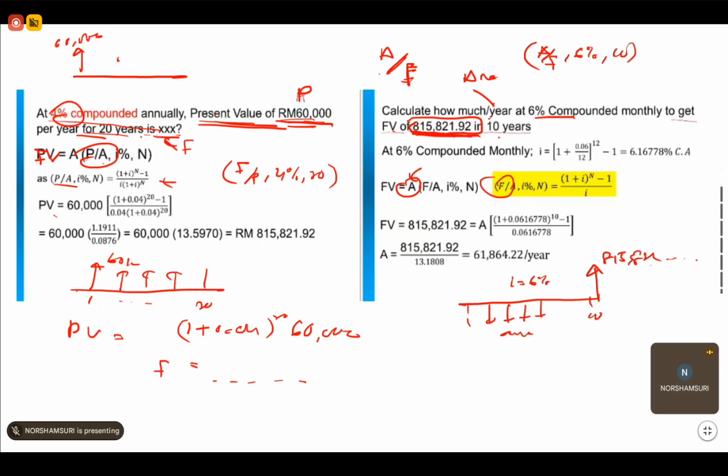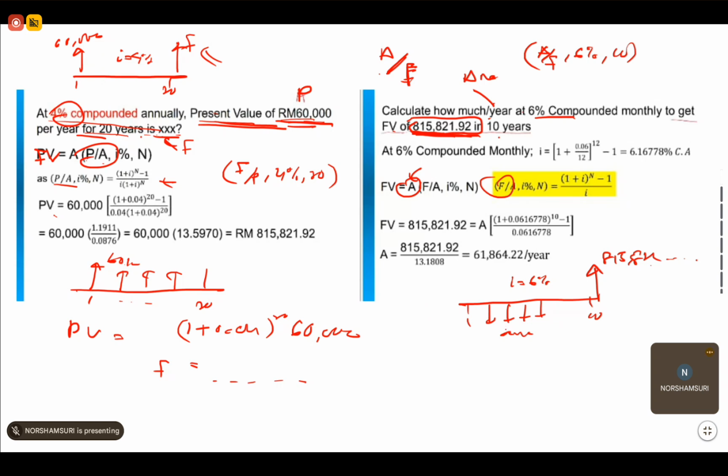And then you see the I is 4%, and then you're asking for this one, 30 years. What is the future value? So you want to find this future value.